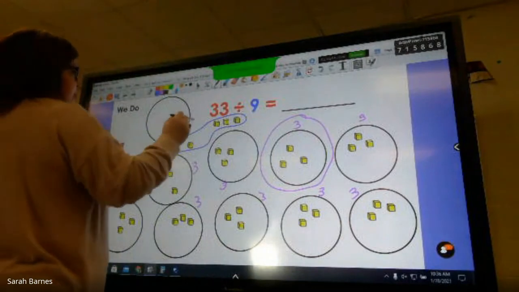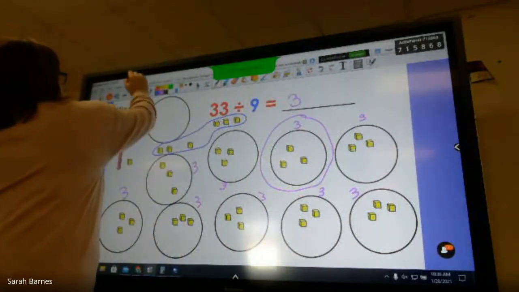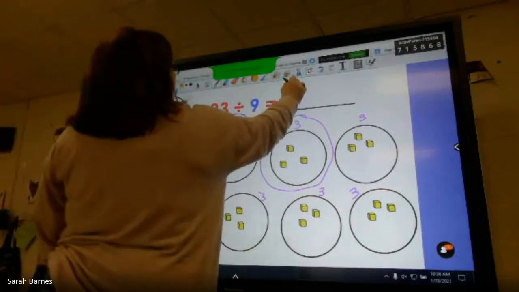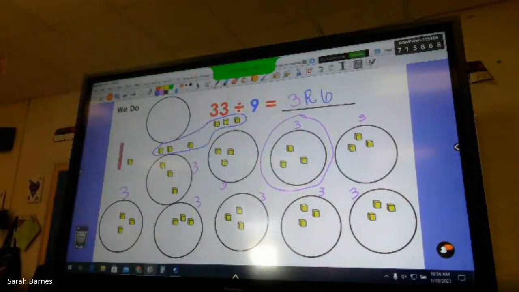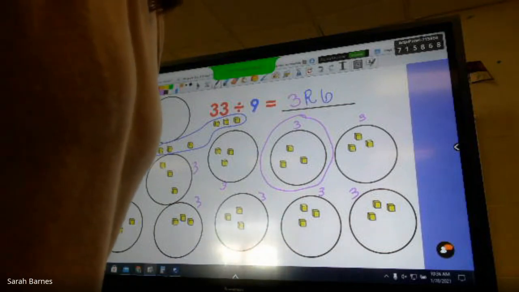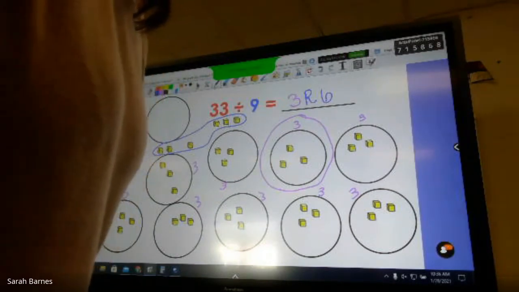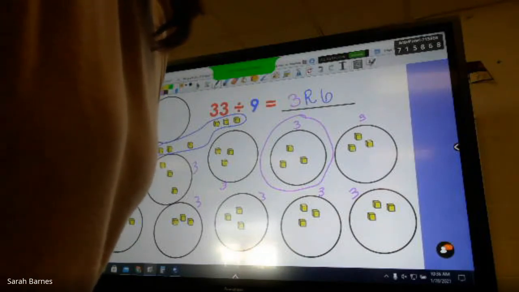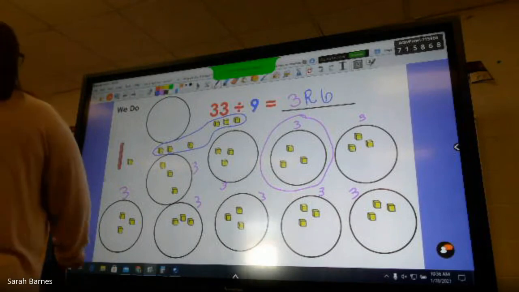So my answer is 3 with the remainder, because remember I got to put that remainder on there because there was 6, but there wasn't enough to share with everybody. So with a remainder of 6. Did everybody get that answer? Show me your papers. Please. Oh, that's perfect, Harmony. Perfect. Let me see it, Joel. Oh, good. You guys did a great job. Let's keep going. Good job, guys.